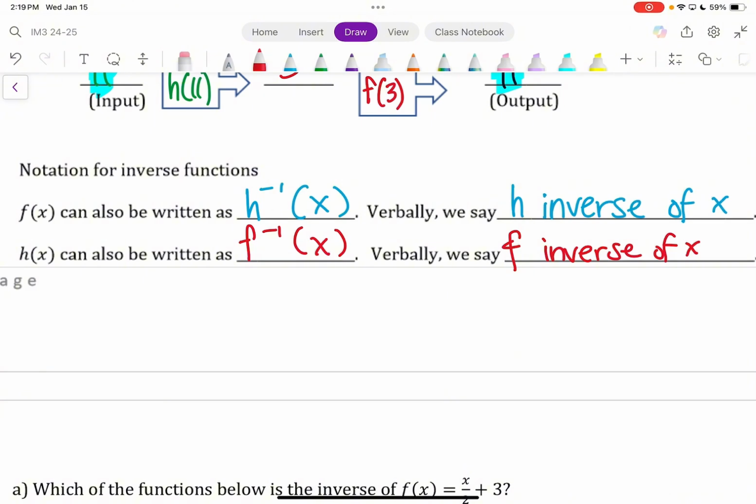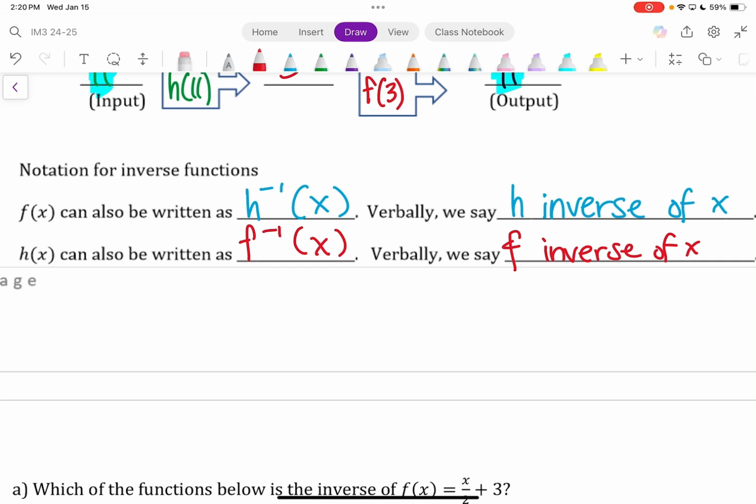Okay? So starting next class, you're going to see it in this notation. Anytime you see a little negative 1, that means inverse, all right? We're going to do more exploration on that next class, because we actually won't finish the entire lesson today. All right?